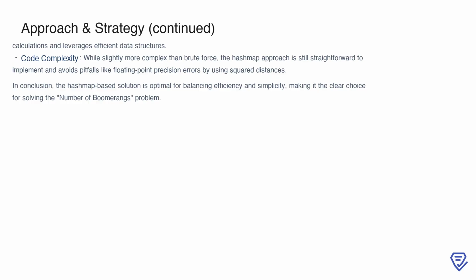In terms of time complexity, the O(n squared) achieved by the hash map approach is optimal for this problem, as it minimizes the number of distance calculations without introducing unnecessary complexity. Finally, the code for the hash map solution is relatively straightforward to implement, making it both efficient and easy to understand. For these reasons, the hash map-based strategy is the clear choice for solving the number of boomerangs problem, as it strikes the perfect balance between computational efficiency and implementation simplicity.